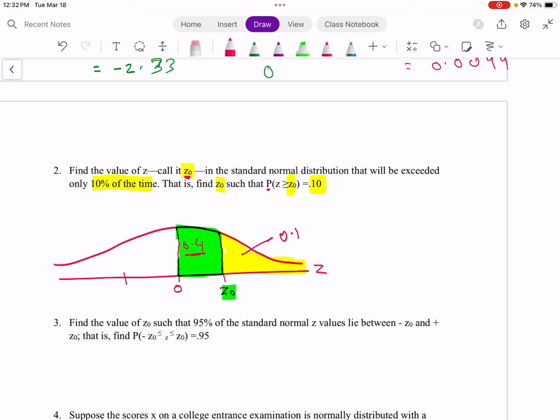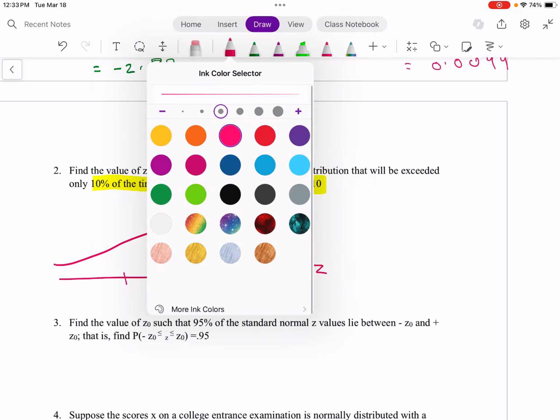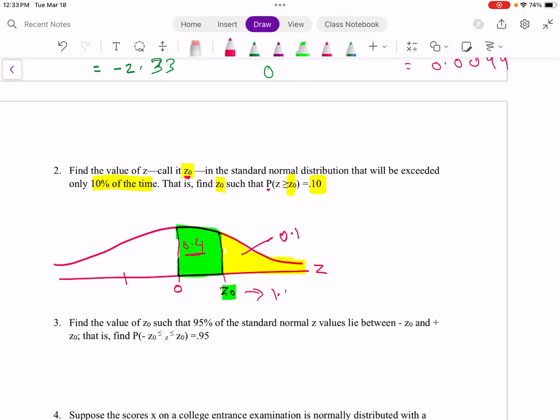Okay, 0.3997. What about 0.4015? That's 15 away, right? And that is 3 below. So 0.3997 is the closest. Do you all agree? And what is the corresponding g value for that probability? That is 1.28, and that is our g naught. So g naught is 1.28.